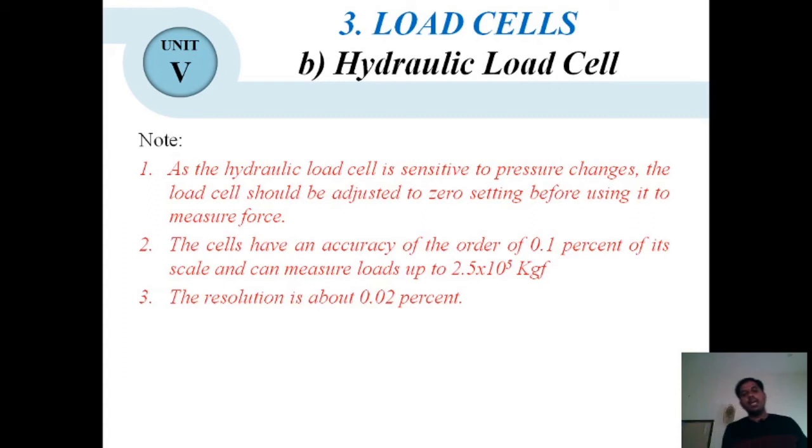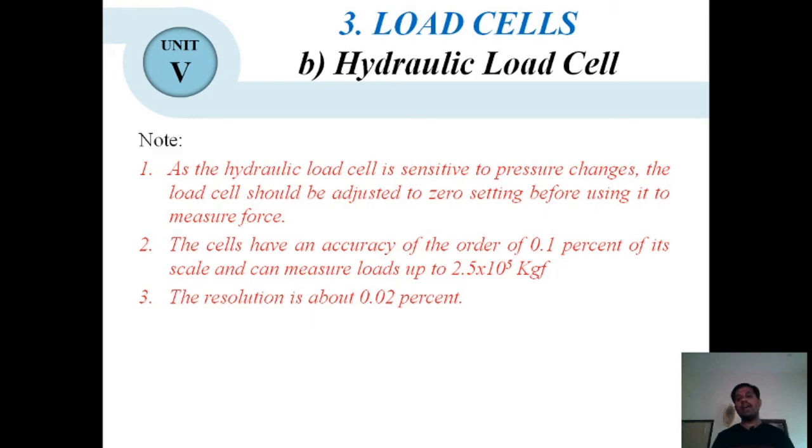So these are the conditions. Note 1: as the hydraulic load cell is sensitive to pressure changes, the load cell should be adjusted to zero setting before using it to measure. So at initial conditions, before applying the forces, the pressure gauge must be in the zero position.